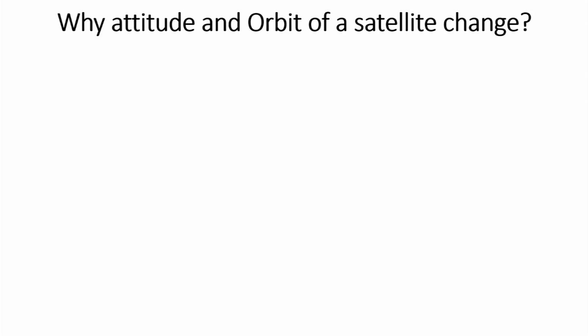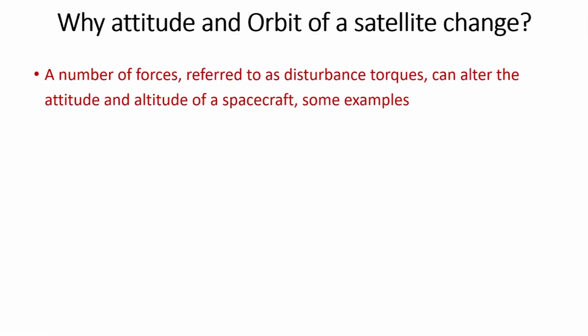Now, the question is why the attitude and the orbit of a satellite change. There are a number of forces, as I already mentioned when discussing satellite orbits. Whenever a satellite is in orbit, a number of forces act on it, which are called perturbations or disturbances. These create disturbance shocks, which can alter the attitude as well as the altitude of the spacecraft.